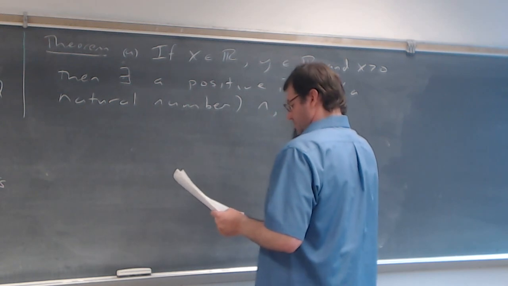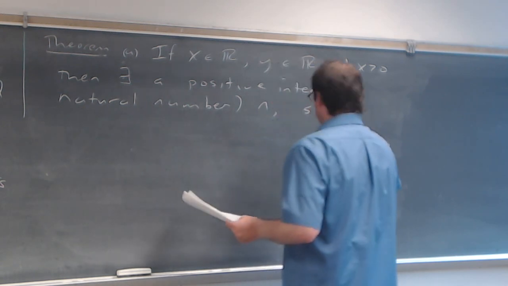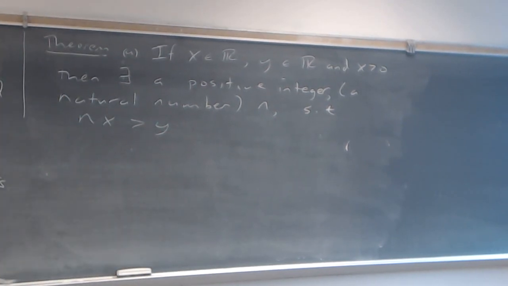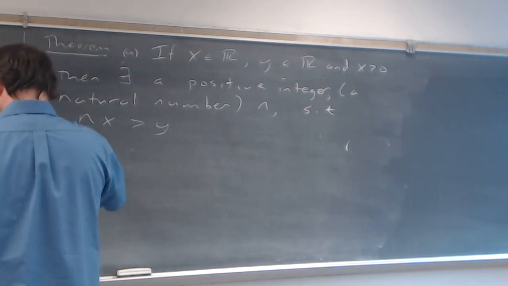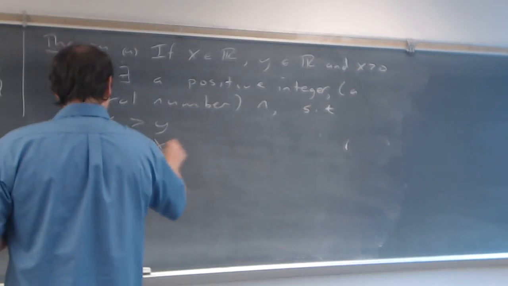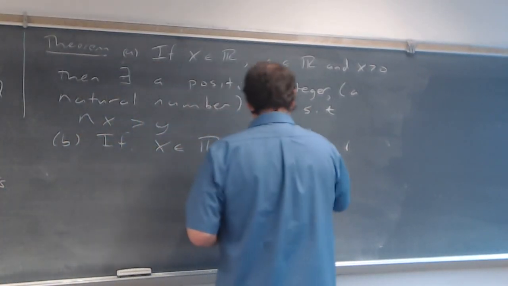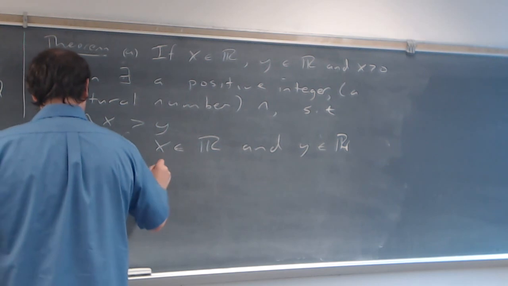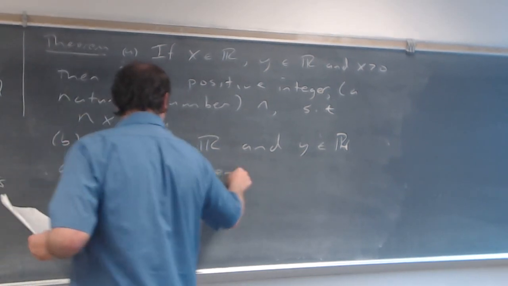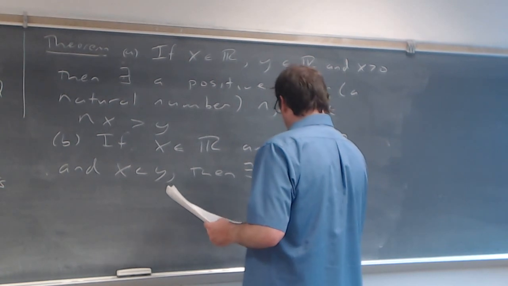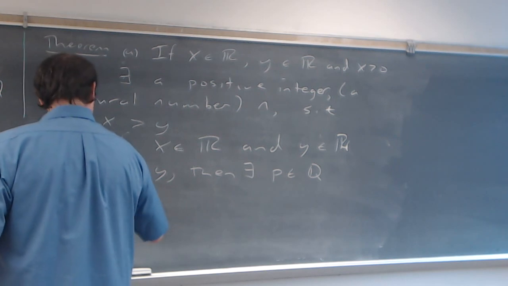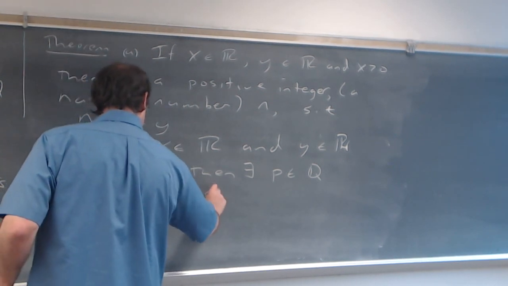N is this positive integer, such that n times x is greater than y. Okay. And then part B says if x is in R and y is in R and x is less than y, then there exists a p element of Q such that x is less than p is less than y.